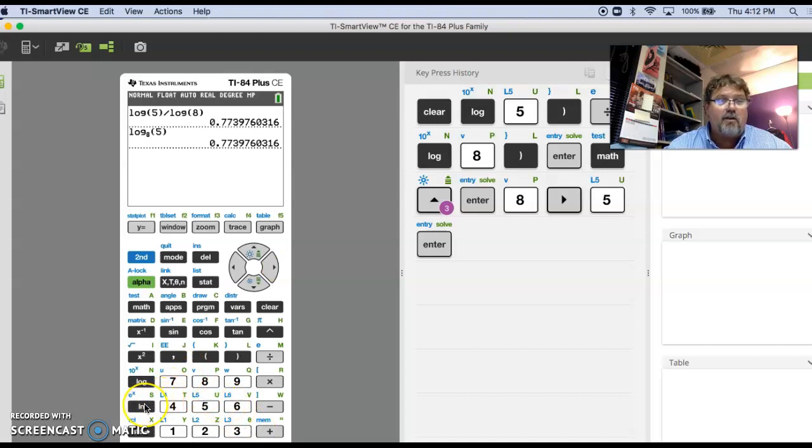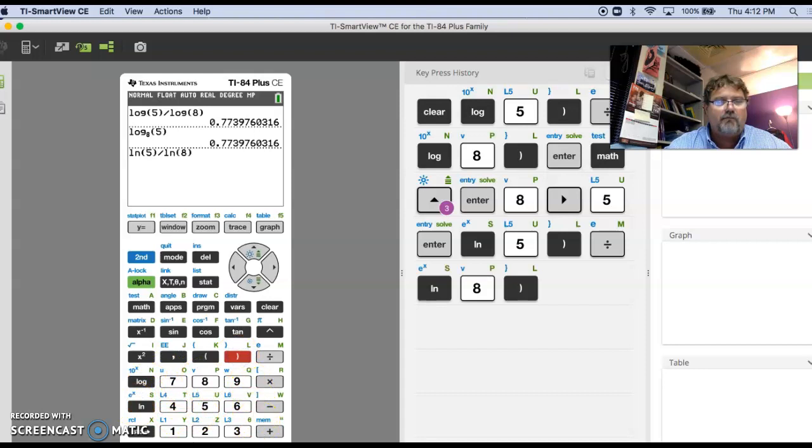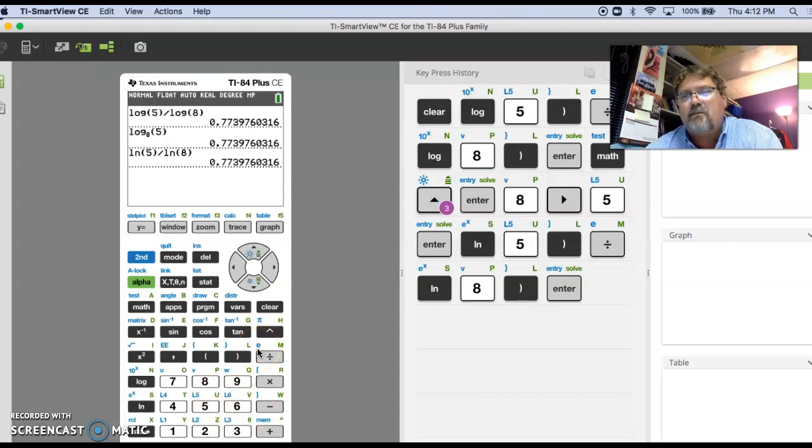Just to drive the point home that it doesn't matter what base you pick, let's take the natural log of 5 and divide that by the natural log of 8, and we get the same thing. So that's an example of using this property. And again, you don't really need it that much, but if we run into a situation, at least we have it. So thanks for watching.